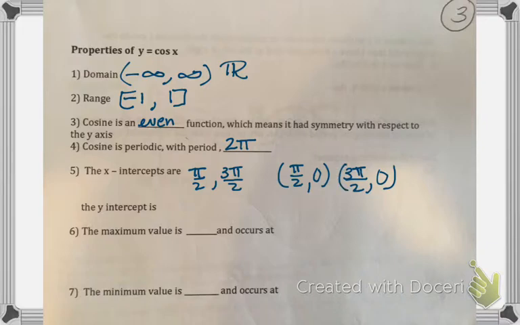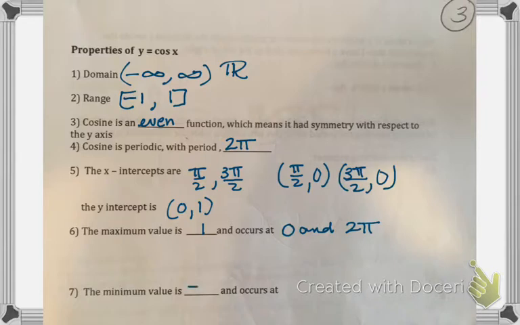The y-intercept is the point where it crosses the y-axis. That is 0, 1, and that's found at 0. The maximum value is 1, and it occurs at 0, and also it occurs at 2 pi.